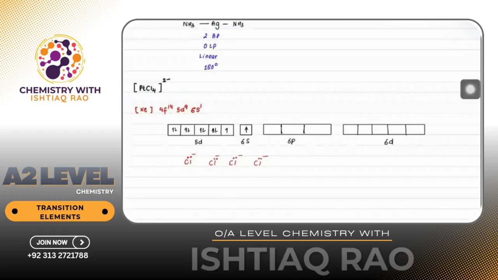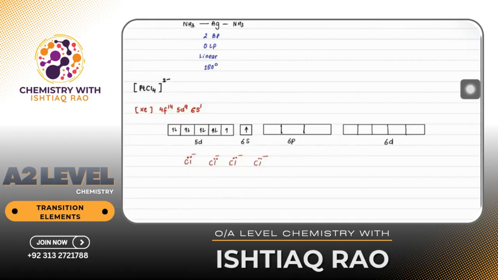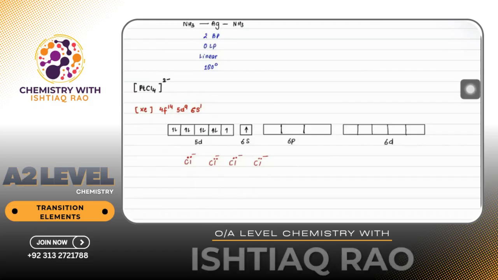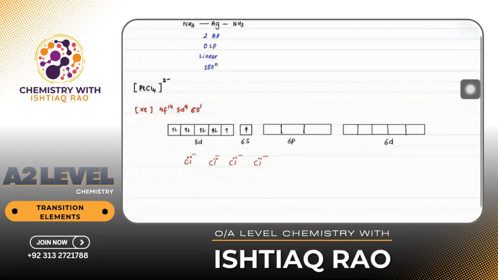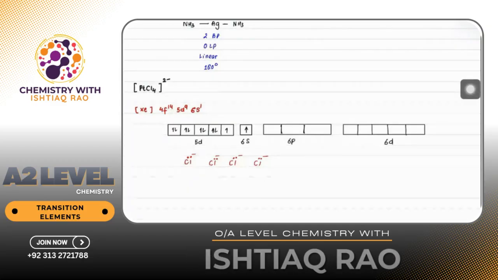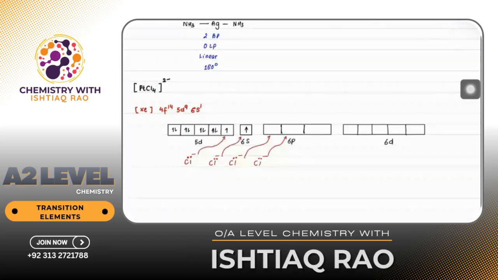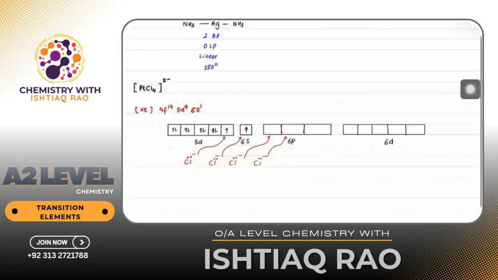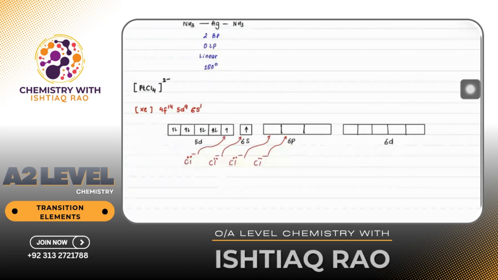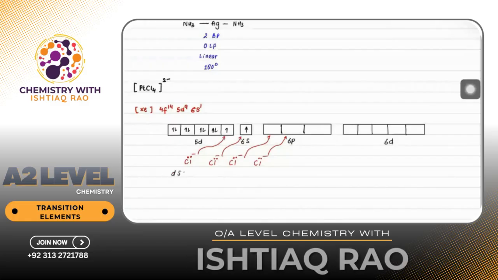So what would be the hybridization? This is in the ground state; I'm going to make it an excited state. You know what I would be doing for that one. We have 4 chlorine atoms, so one chlorine would go here, another in this, another in this, another in this. So the hybridization would be dsp2.